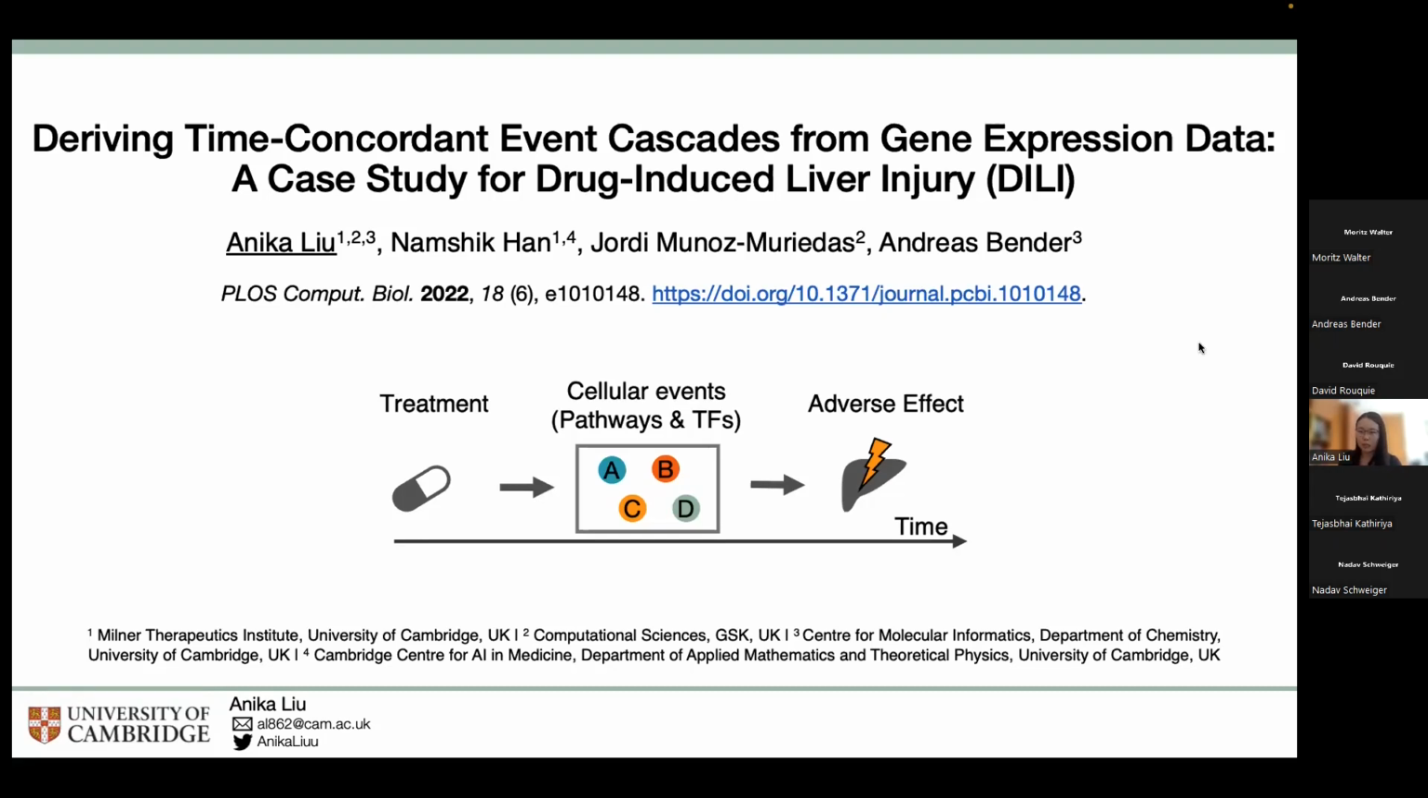This was also published earlier this year in PLOS Computational Biology, and what we've been looking into more specifically is which cellular events, say for example pathways or transcription factors, take place before DILI, because if this is the case, they might be important for the pathogenesis.